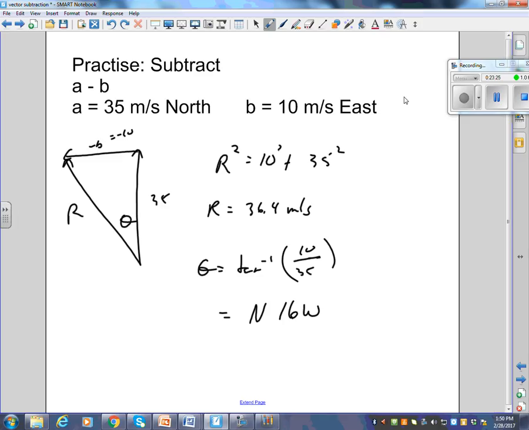So let's just go through this here. So what do we do? 35 north, we're subtracting B. So instead of 10 meters per second east, subtracting B is going to be 10 meters per second west. So 35 north, add minus B, that's 10. So you get R squared equals 10 squared plus 35 squared. How come I can do Pythagoras? Because it's a right triangle. You get 36.4. Find the angle. Opposite is 10. Adjacent is 35. You get north 16 west.